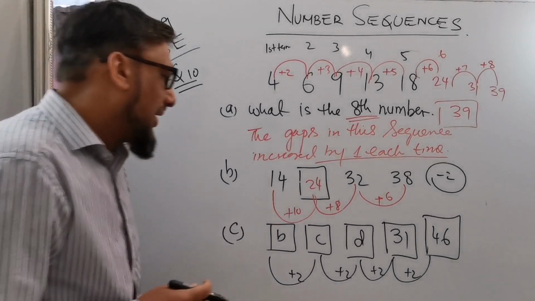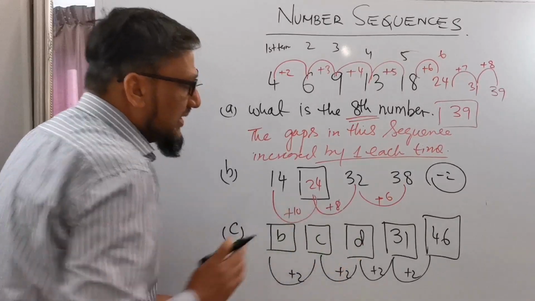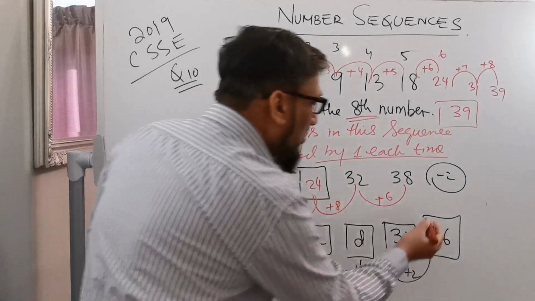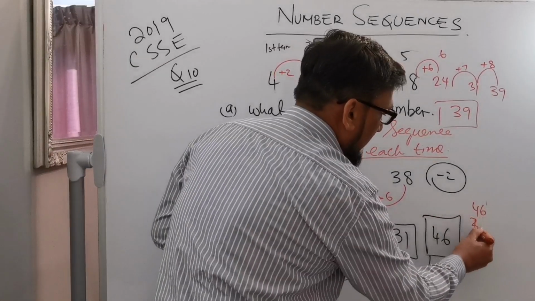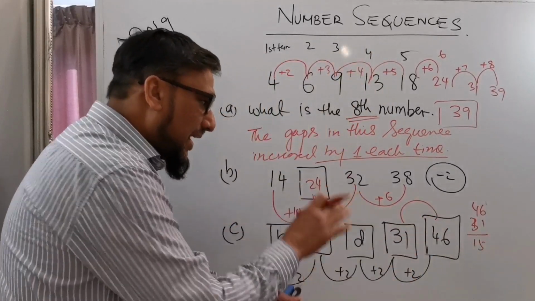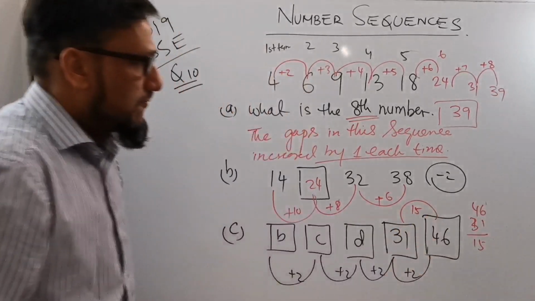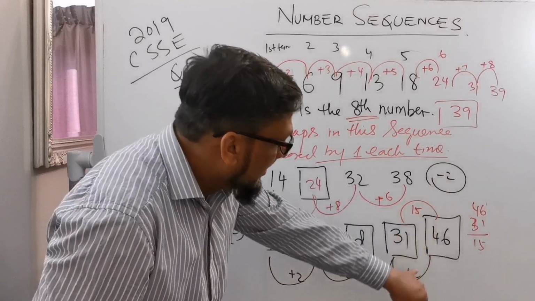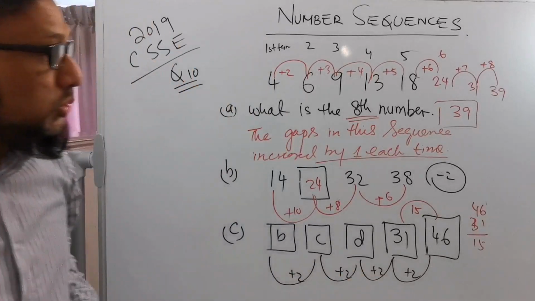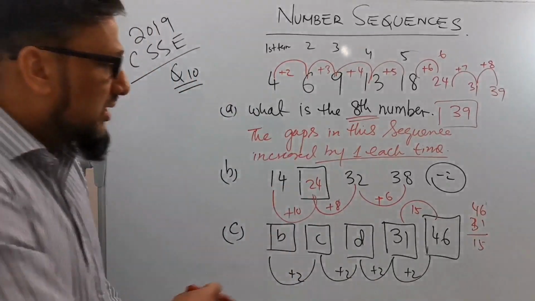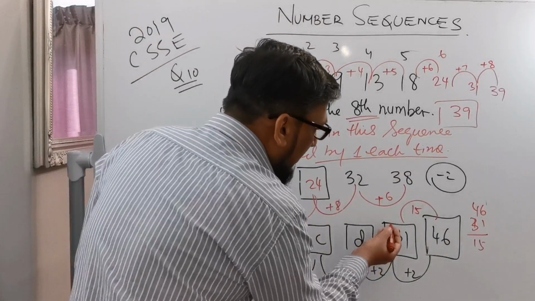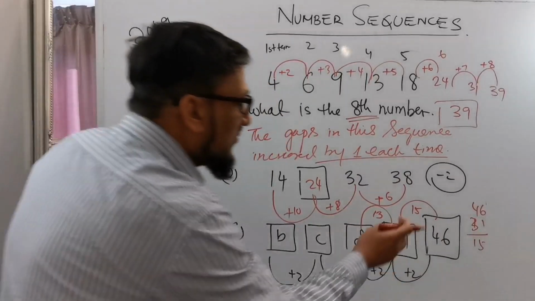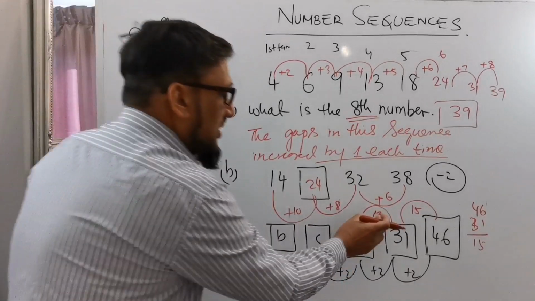This is the question now. We need to find the numbers B, C and D. First we need to find the gap between 31 and 46, which is 46 take away 31, which is 15. So the gap between the last two numbers is 15, and this 15 already includes the addition of 2. When we go for the reverse calculation, addition means subtraction. So the difference between the second last number and this number will be 13, so I did 15 take away 2, which is 13.